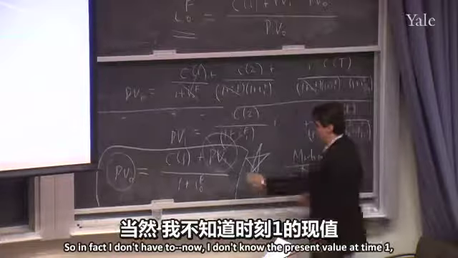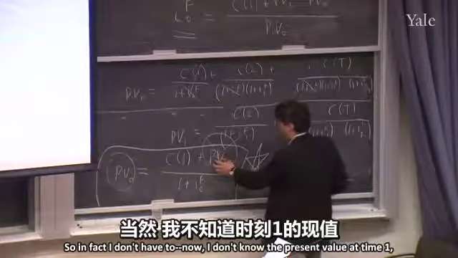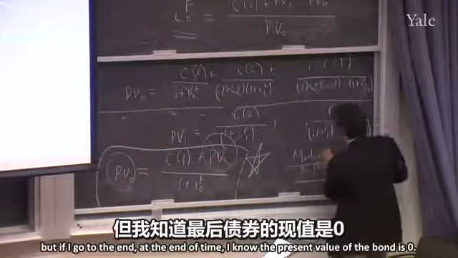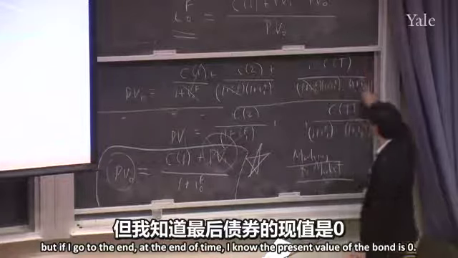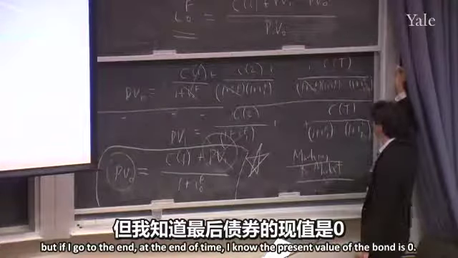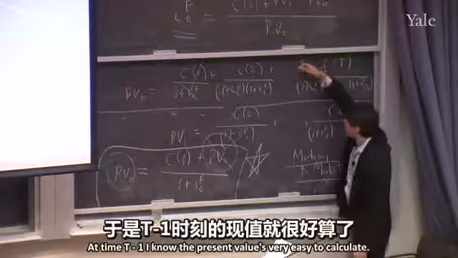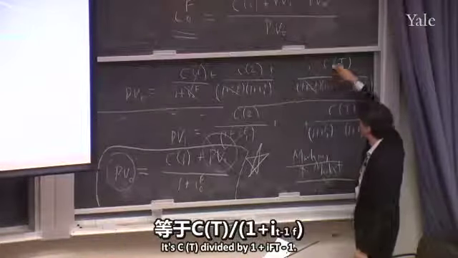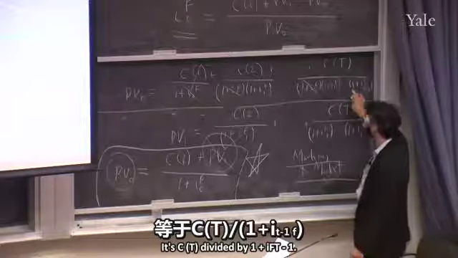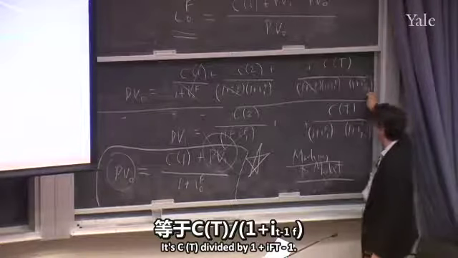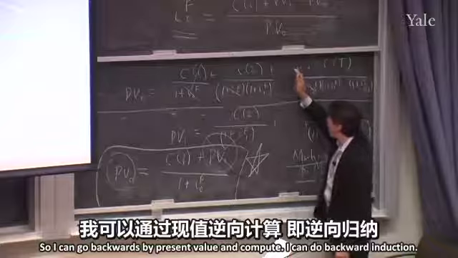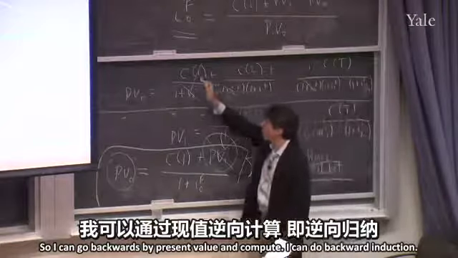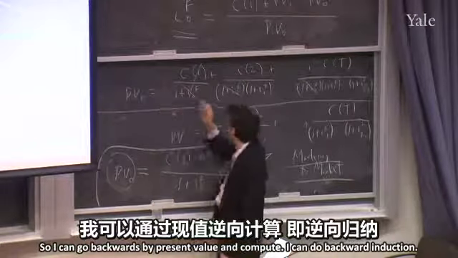So in fact, now I don't know the present value at time 1, but if I go to the end of time, I know the present value of the bond is 0. There's nothing coming up later. At time t minus 1, the present value is very easy to calculate. It's c of t divided by 1 plus i f t minus 1. So I can go backwards by present value and compute. I can do backward induction.